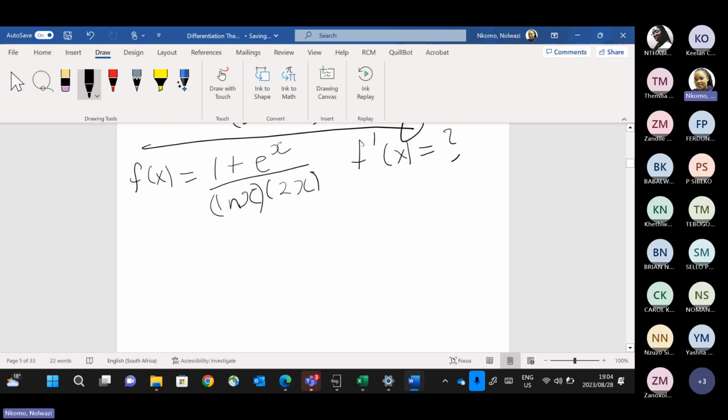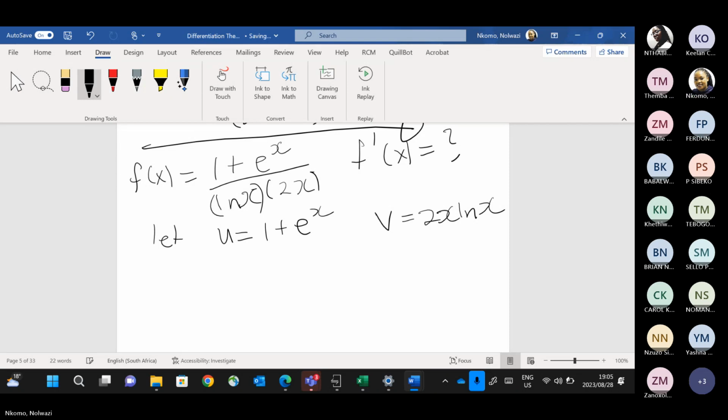You see, f prime at x is given in the form of three functions, right? First, we can let our u to be 1 plus e to the power x, and we let our v to be ln x times 2x. Okay, I'll write this as 2x ln x.